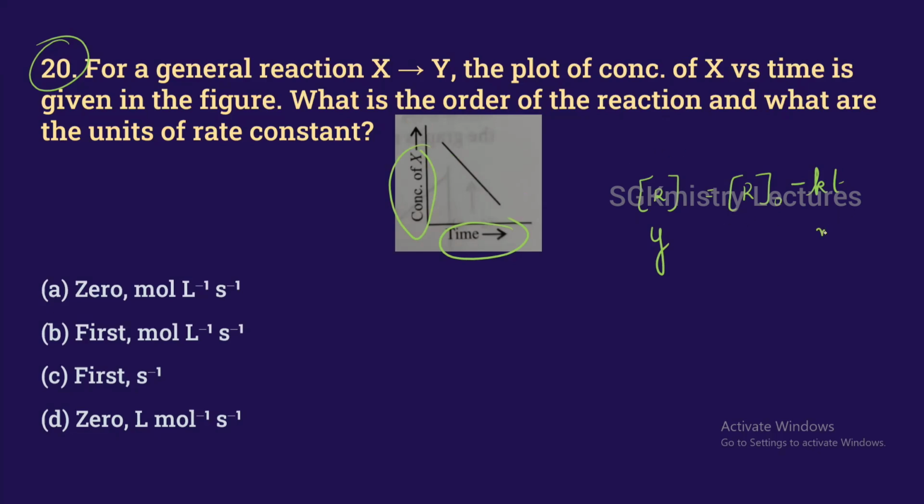Then we have this mx, and then we have C. So this is the intercept. Then we have mx, that is a slope. So this is for zero order reaction. Okay, so the answer will be zero order.